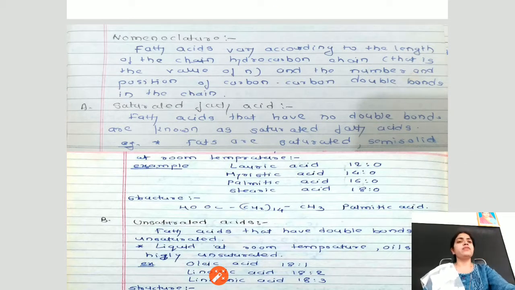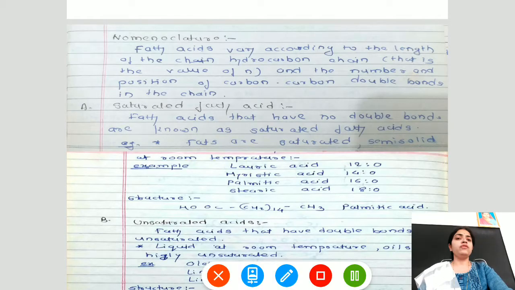Nomenclature: fatty acids vary according to the length of the hydrocarbon chain and the number and position of carbon-carbon double bonds. They are categorized into two main types, that is the saturated fatty acid and the unsaturated fatty acid. Saturated fatty acid has no double bond. These fats are saturated and semi-solid at room temperature. Examples: stearic acid, palmitic acid. Stearic acid is an 18 carbon fatty acid.